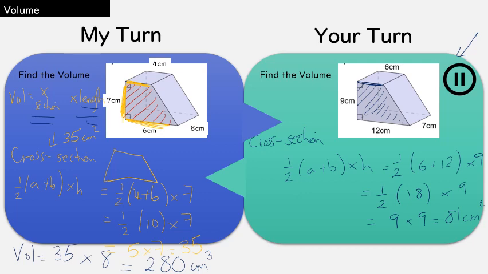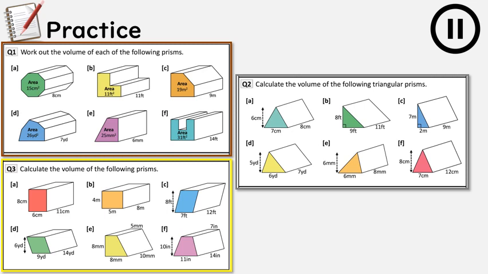And remember, I've got to do the cross section, then times it by the length. So the cross section is 81, times by the length, which is how far it goes back, which is 7. So our answer should be 567 centimeters cubed. So it's now over to your turn.